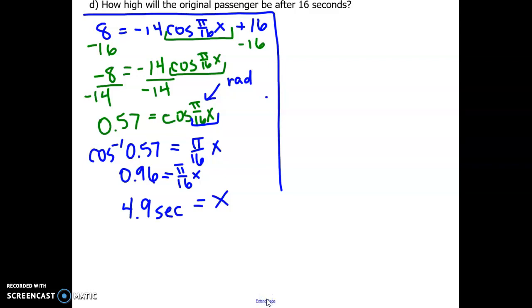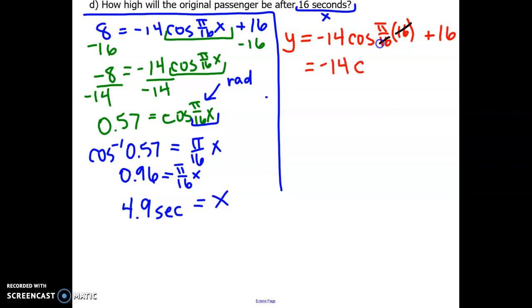Now part D here is going to be different. Part D is saying, how high will they be after 16 seconds? So the 16 here represents x. I'm finding y. So we're going to get y equals minus 14 cos pi over 16x, but this time x is 16, and then plus 16. So what we should notice here is that your 16 dividing and your 16 multiplying will cancel, which will just leave you with minus 14 cos of pi plus 16.